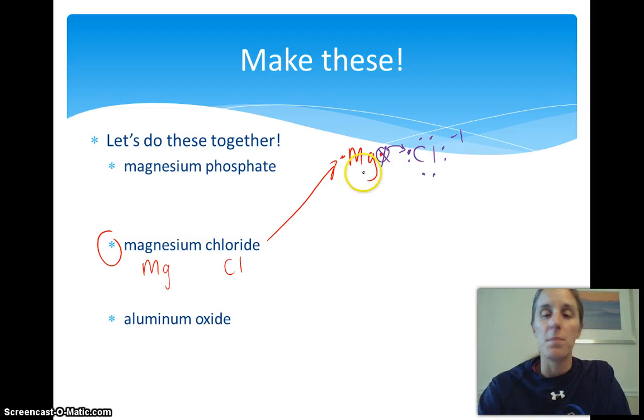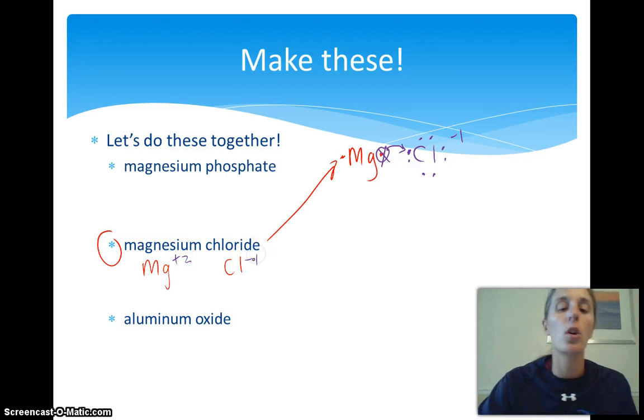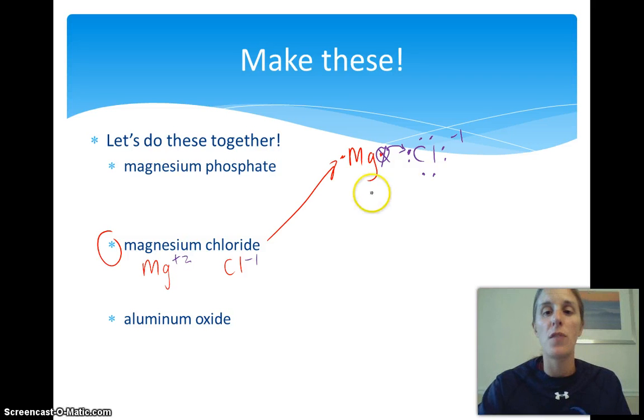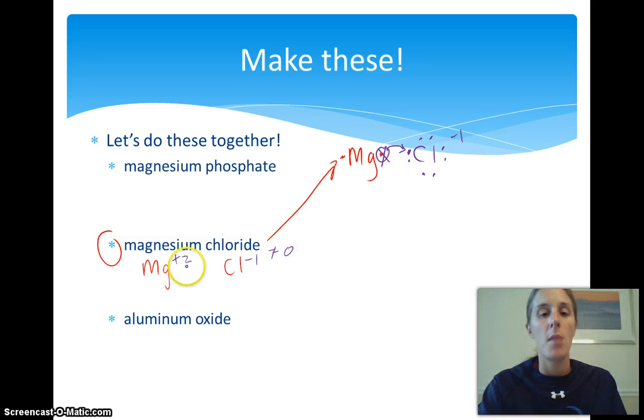But the magnesium is not happy, and this comes down to the idea that the magnesium and the chloride do not have equal charges. We know that Mg makes a plus 2 ion, where chlorine makes a -1. So if I just put 1 magnesium and 1 chlorine together, it does not equal a net charge of 0, because positive 2 and negative 1 would actually equal positive 1. So I can't use just one of each of these pieces. I would need to use more of one of them.